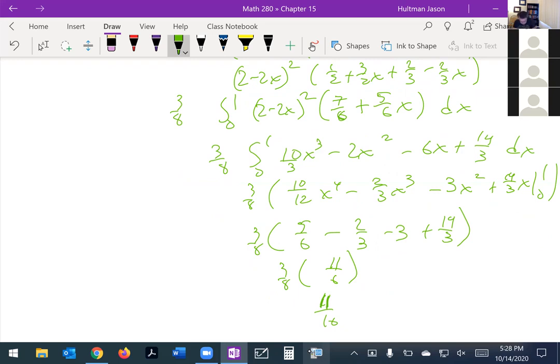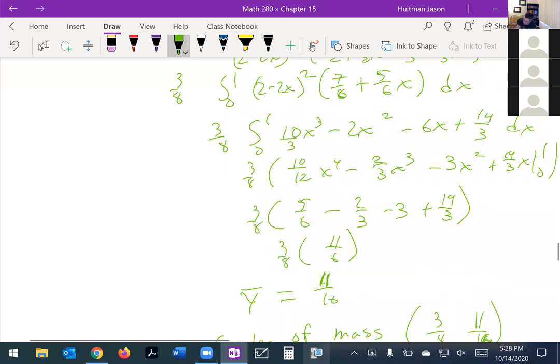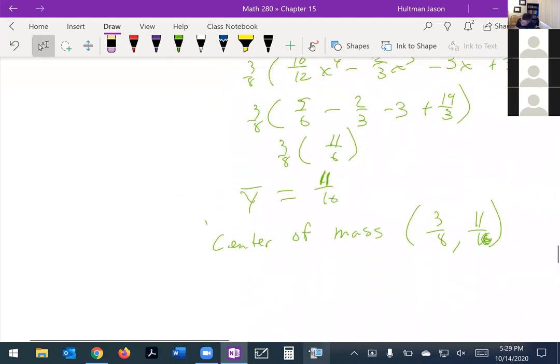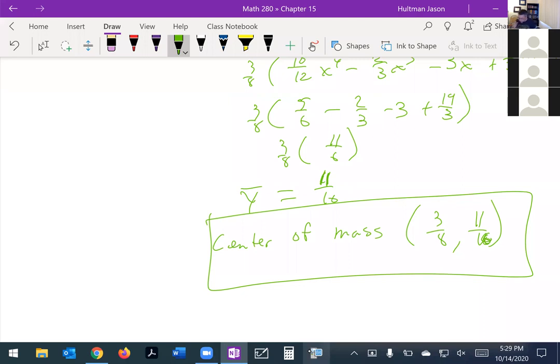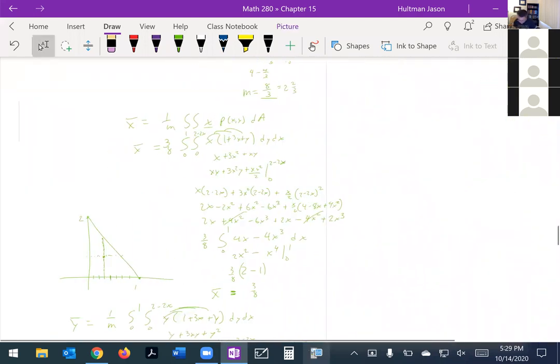So y bar is equal to 11/16. So where's the center of mass? The center of mass was at 3/8, 11/16. So again, going back to our original lamina here, based on the density function they gave us.